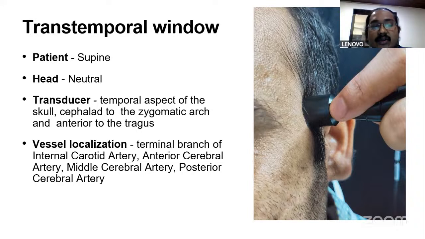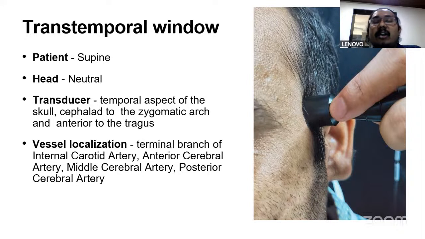So by doing so, the ultrasound beams directly get aligned to the base of the brain, midbrain, and we would be able to insonate the terminal branch of the internal carotid artery, anterior cerebral artery, middle cerebral artery, and posterior cerebral artery.